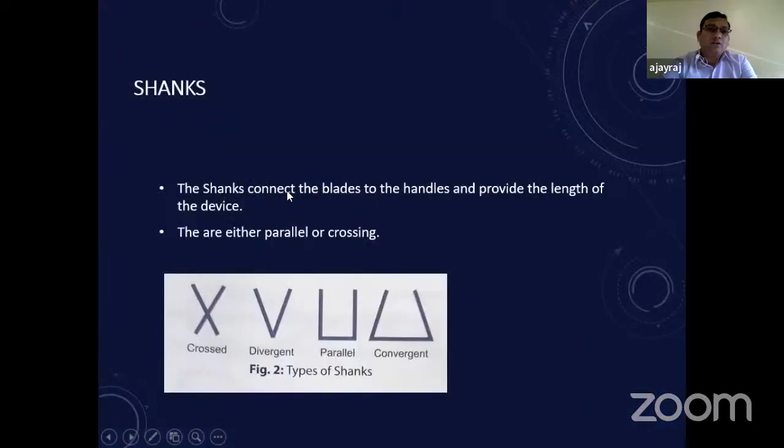Shanks. Shanks connect the blades to the handles and provide the length of the device. They are either parallel or crossing. These are the types of the shanks, that is cross, divergent, parallel, or convergent.